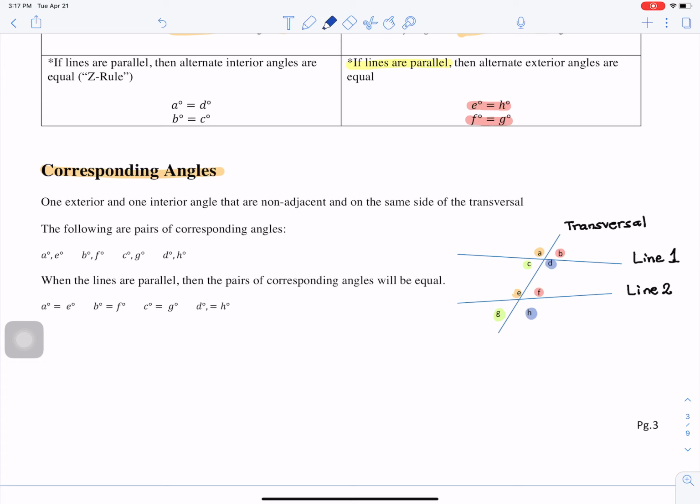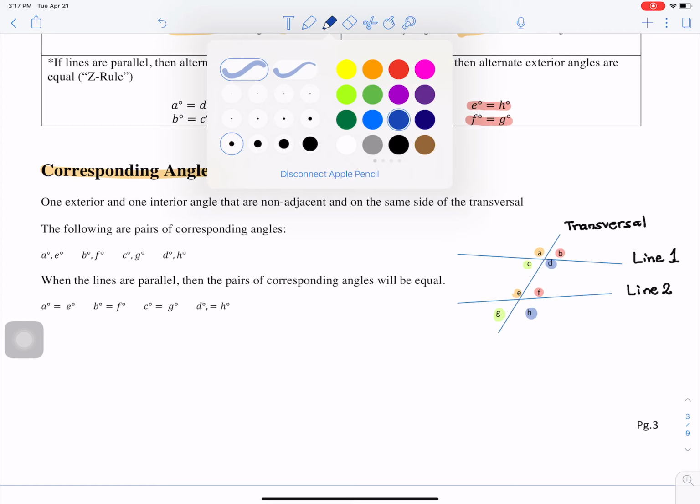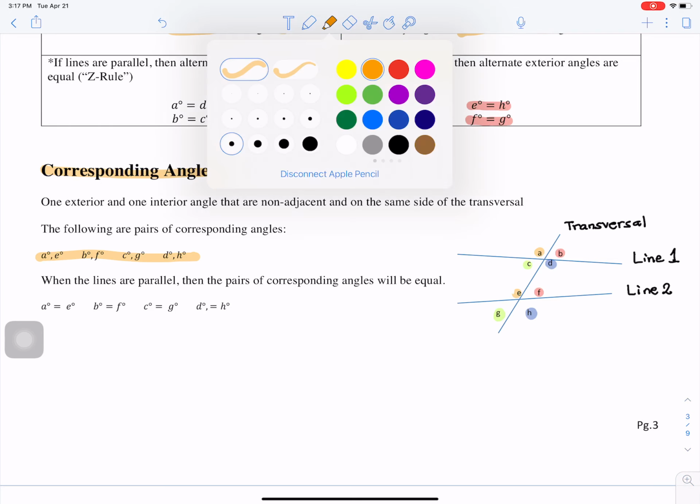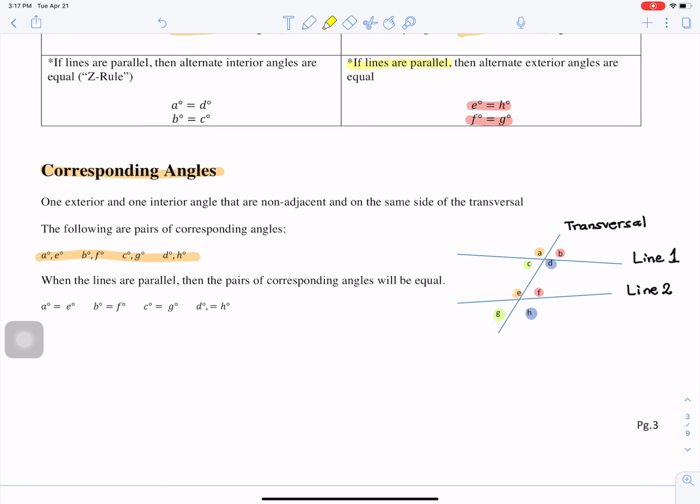Those are corresponding. So we give the name corresponding to the angles that sit in the same position on both lines. Now again, another key idea is if the lines are parallel, then those corresponding angles are going to be equal. Okay, so this is a key idea.